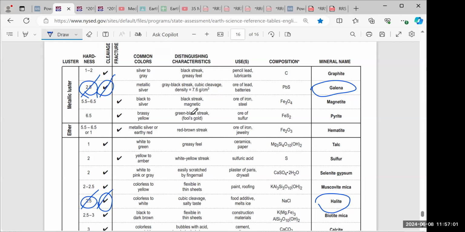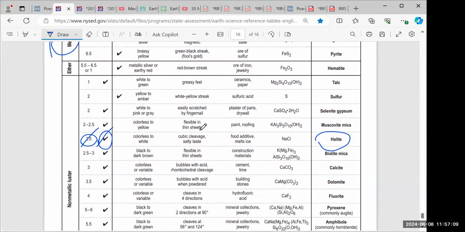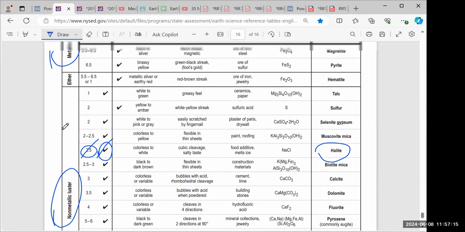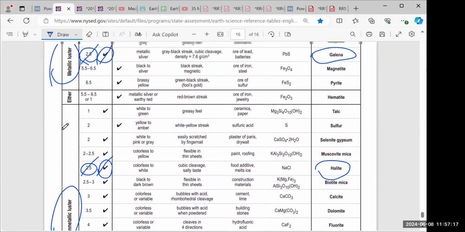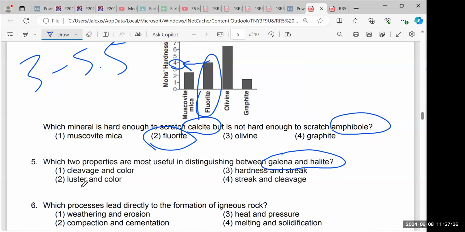However, they both have a different luster. One is metallic and halite is non-metallic. So luster is one thing that's different between them. And the other thing that's different is color. Galena is metallic silver and halite is colorless to white. So therefore, color and luster are these 2 properties that would be able to determine the difference between them. That's why the correct answer is choice 2.